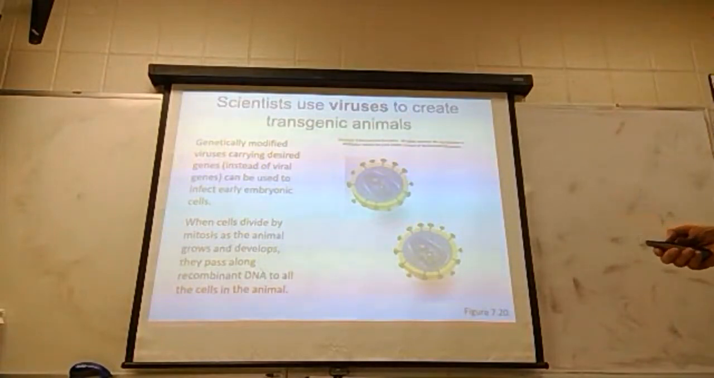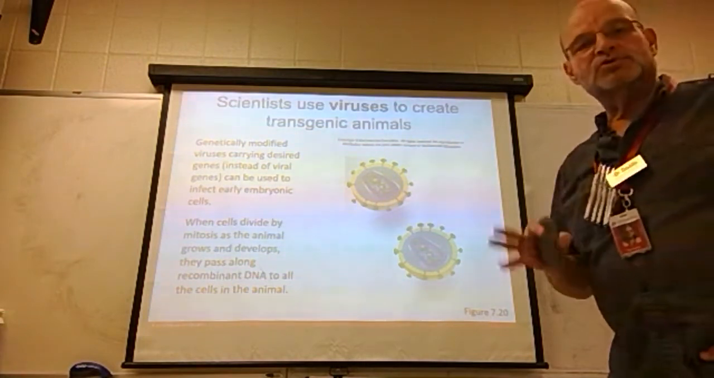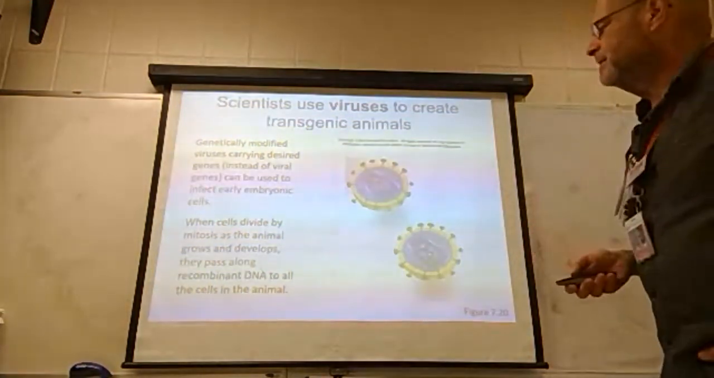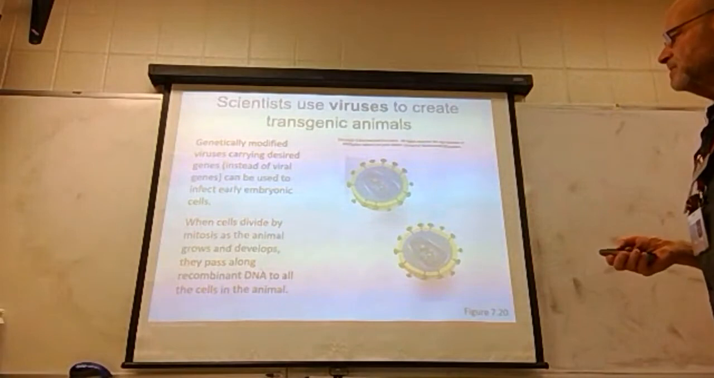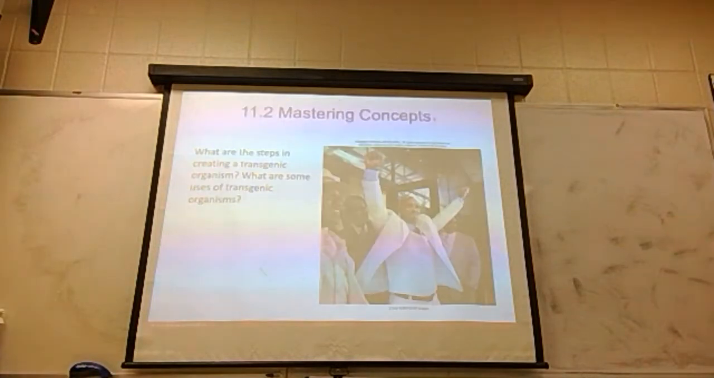Genetically modified viruses can carry desired genes. They can be used to infect early embryonic cells, and it can take an animal that was going to be very susceptible to something and make it less susceptible or possibly even resistant to that thing. When cells divide by mitosis, as the animal grows and develops, they pass the recombinant DNA to all the cells in the animal.